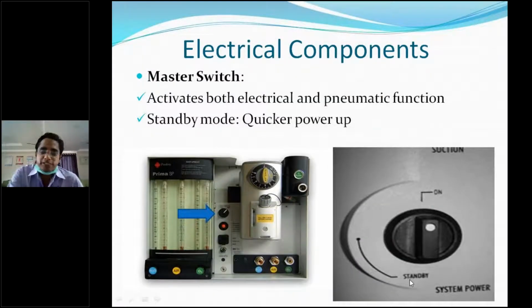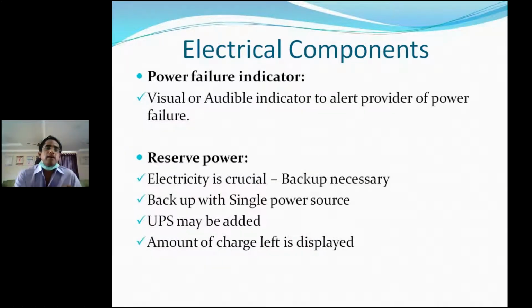When you switch on the machine, it activates the electrical and pneumatic function of the anesthetic machine. If you do not switch on the machine, whether you want to give anesthetic gases or oxygen, nothing will function. The electric components also have a power failure indicator. In the power failure indicator, you have a visual or audible indicator to alert the provider of the power failure.